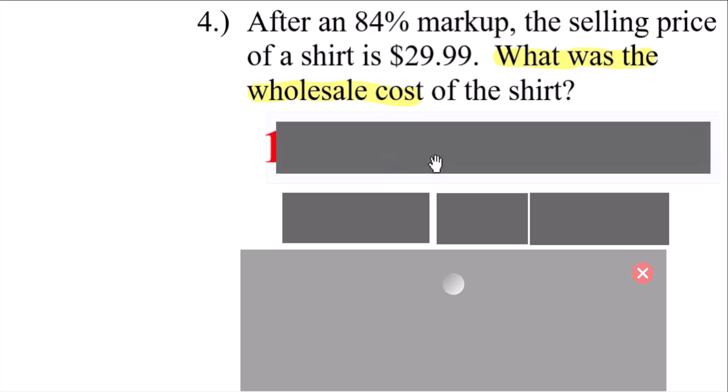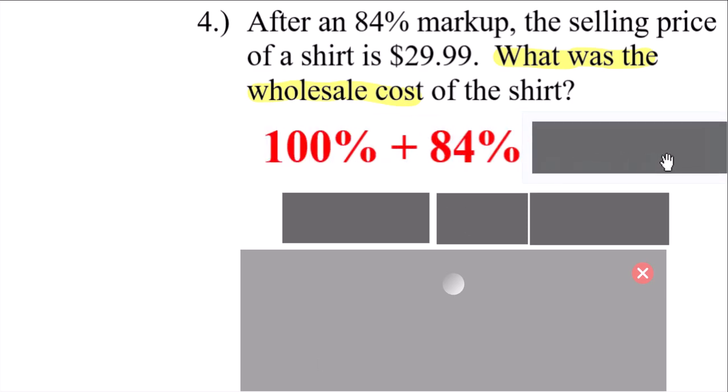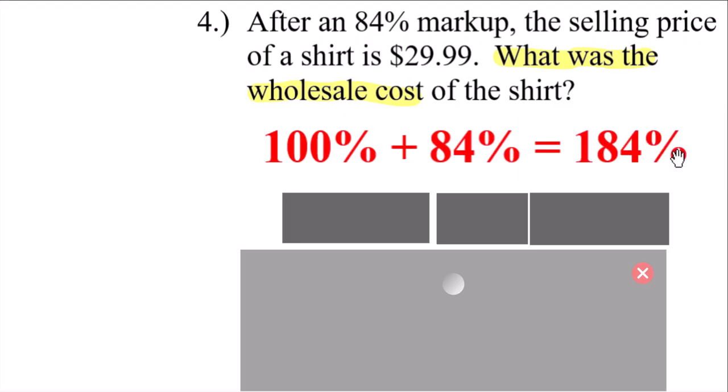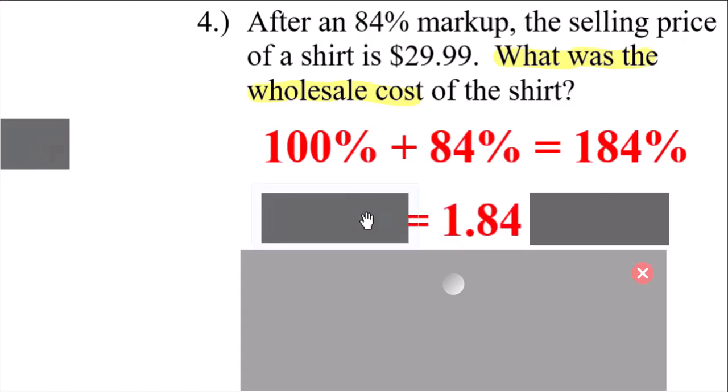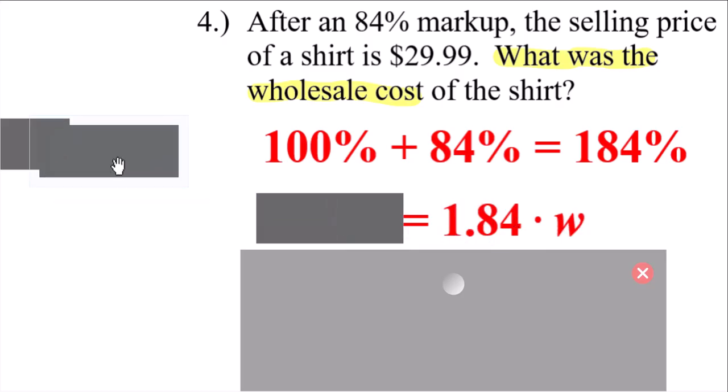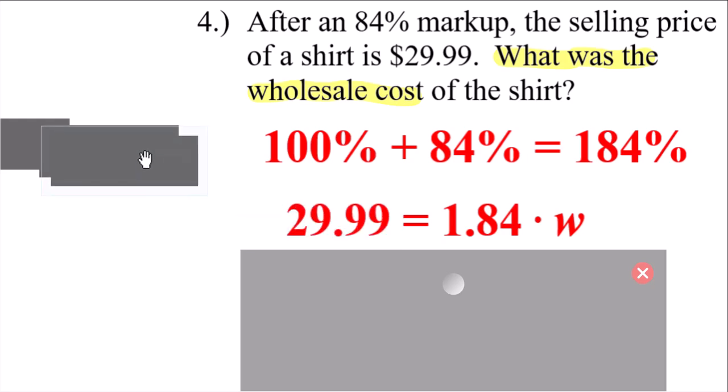However, a markup still increases the price, so we're still going to open up with 100% plus the markup percent, giving us, we as the customer, paying 184% of the wholesale cost. Put that in decimal form. But we don't know the wholesale cost, and the percent is always multiplied to the original cost, or in this case, wholesale cost. So I'm going to go ahead and call that W for unknown wholesale cost, and that's going to equal the selling price that we as the customer pays.